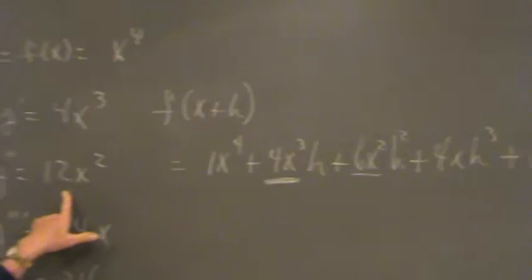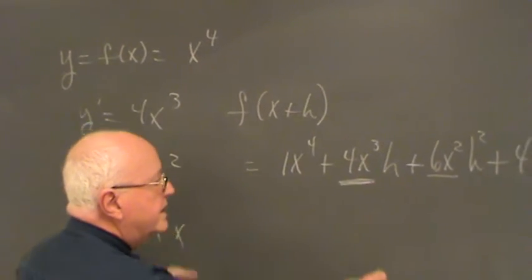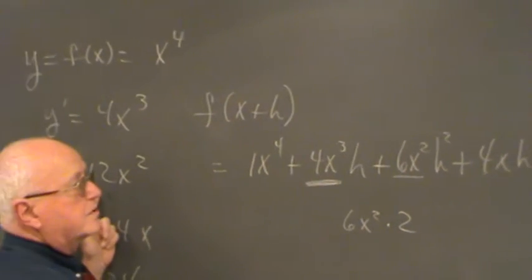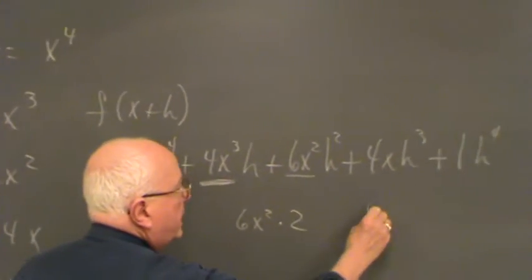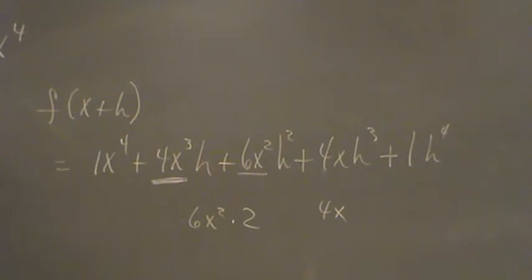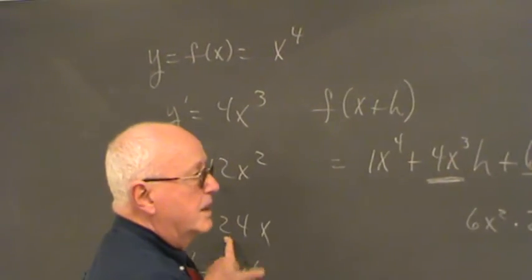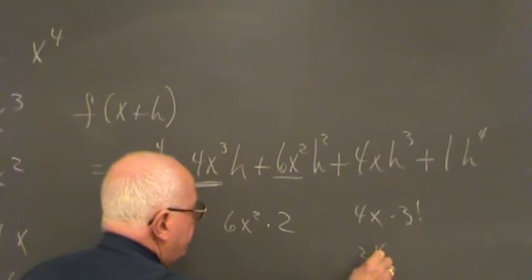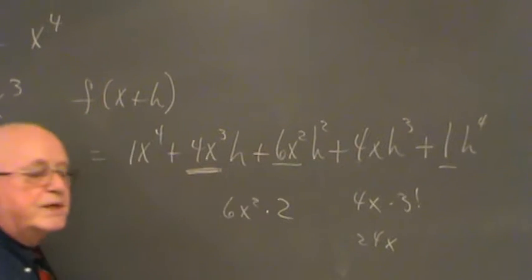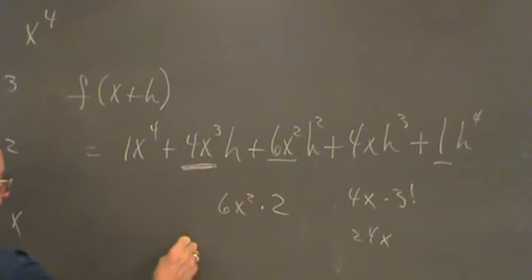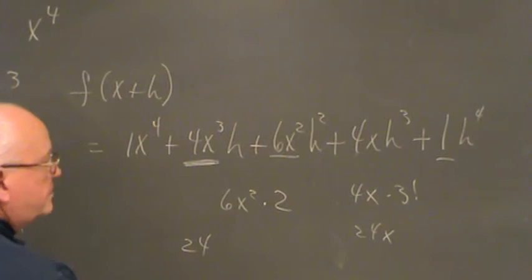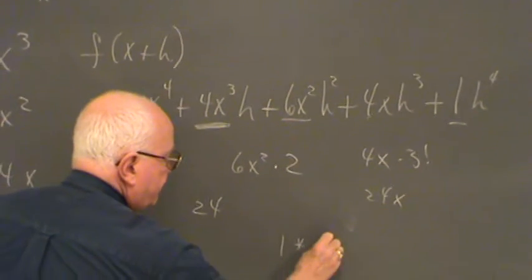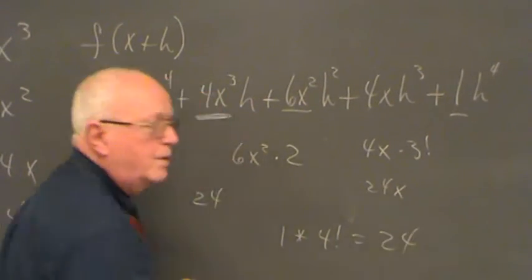Now, let's look at the coefficient of the h squared term, 6x squared. The second derivative is 12x squared. But if I take 6x squared and multiply it by 2, I get 12x squared. Let's look at 4x. The third derivative is 24x. But if I take 4x and multiply it by 3 factorial, I get 24x. Let's look at the 1. If the fourth derivative is 24, then I've got 1. But if I take 1 times 4 factorial, I get 24.